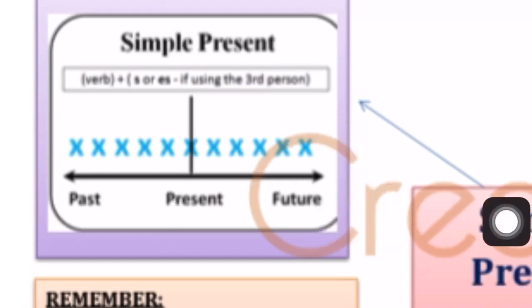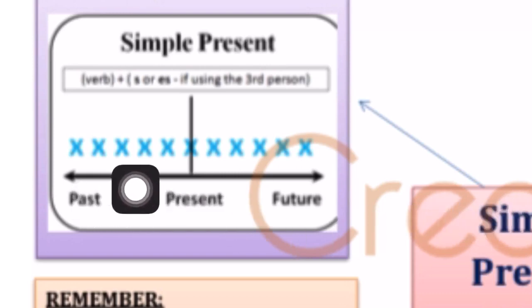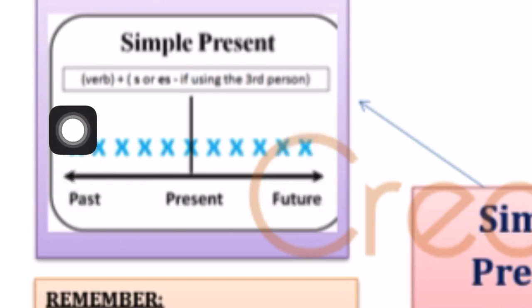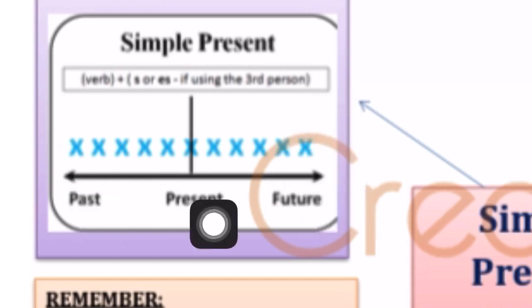Every day we wake up in the morning, is it? That's an action we do every day. Then we might go to school or we might do a job. And then of course the sun rises, is it? So these are truths and these are facts. These are actions that we do regularly. So because of that we show it in the timeline like this.